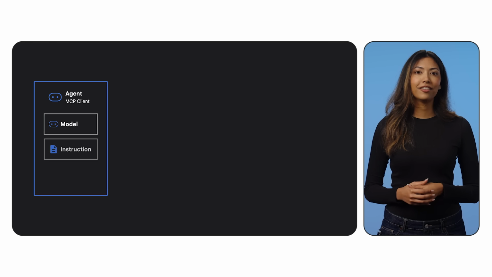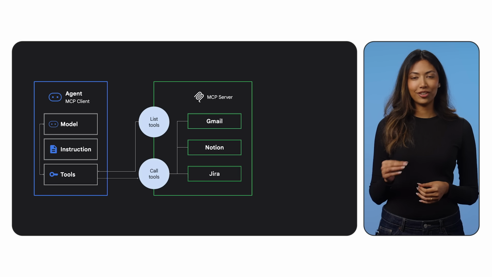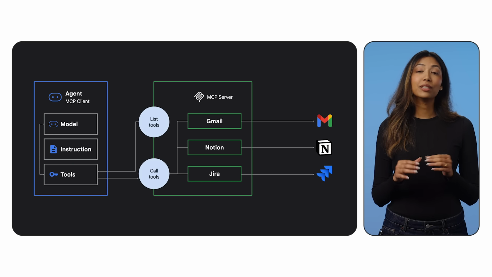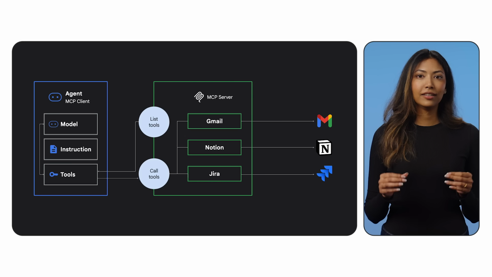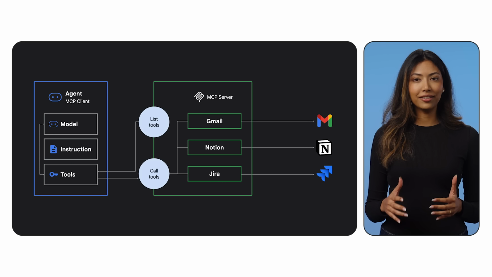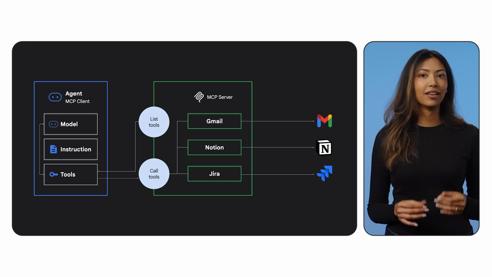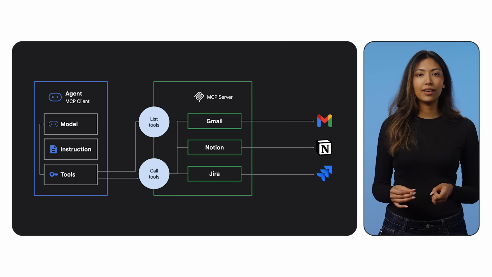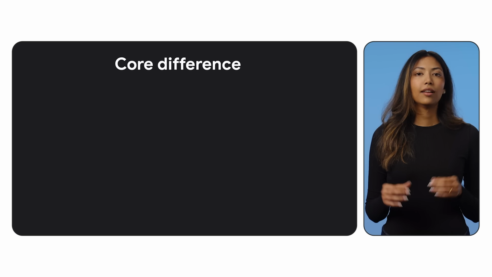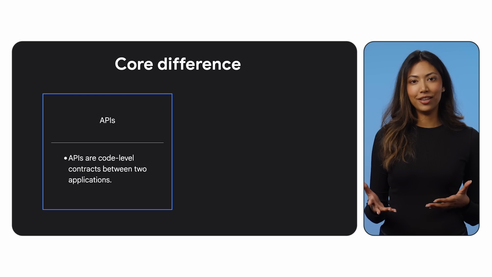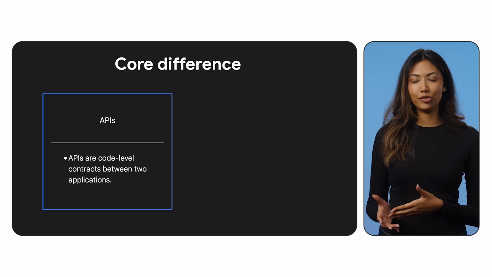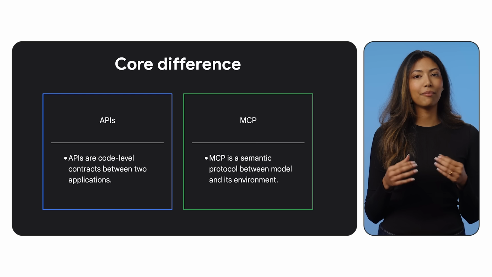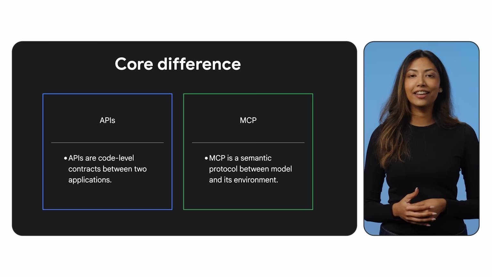But with MCP, you don't need to do any of that. Each service like Gmail, Notion, Jira exposes an MCP-compatible interface. The model discovers these tools automatically and understands their functions as part of its environment. You don't tell it how to do it, you give it the context, and it figures it out dynamically. That's the core difference between APIs, which are code-level contracts between two applications, and MCP, which is a semantic protocol between a model and its environment.